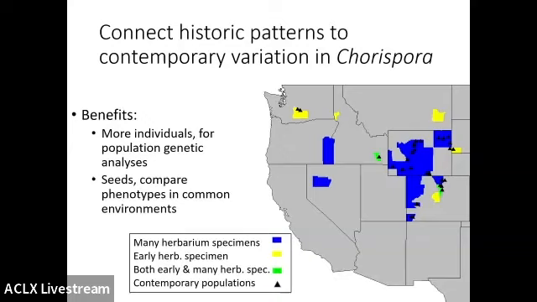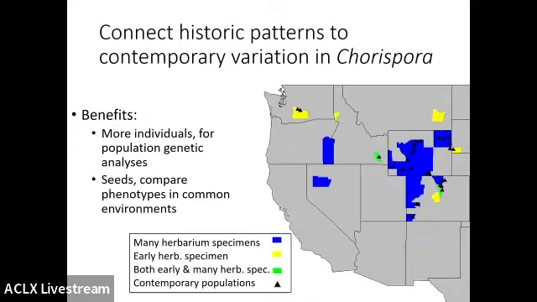And the black triangles represent contemporary collections from those places. So having contemporary collections from these places will help me draw conclusions about how things have changed over time. Contemporary populations are amenable to certain things that herbarium specimens just aren't that great at, like you can sample way more individuals in a contemporary population than you can typically get off an herbarium sheet. And so that's really helpful for population genetic analyses.